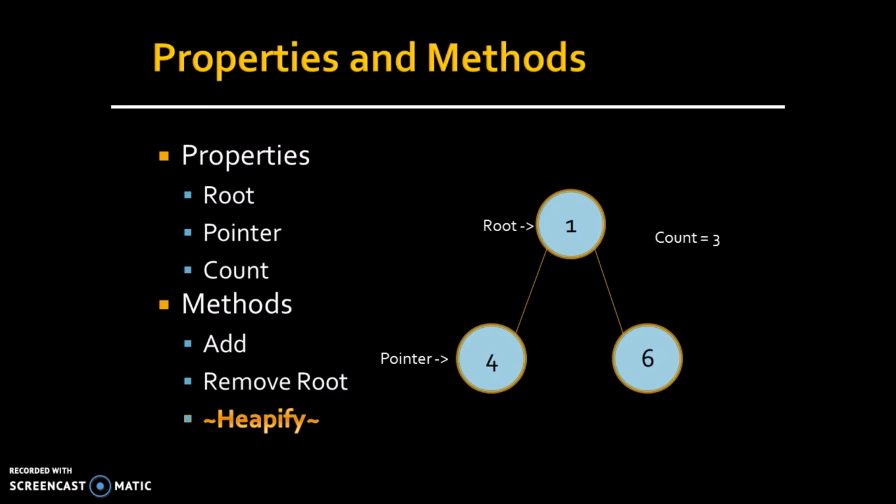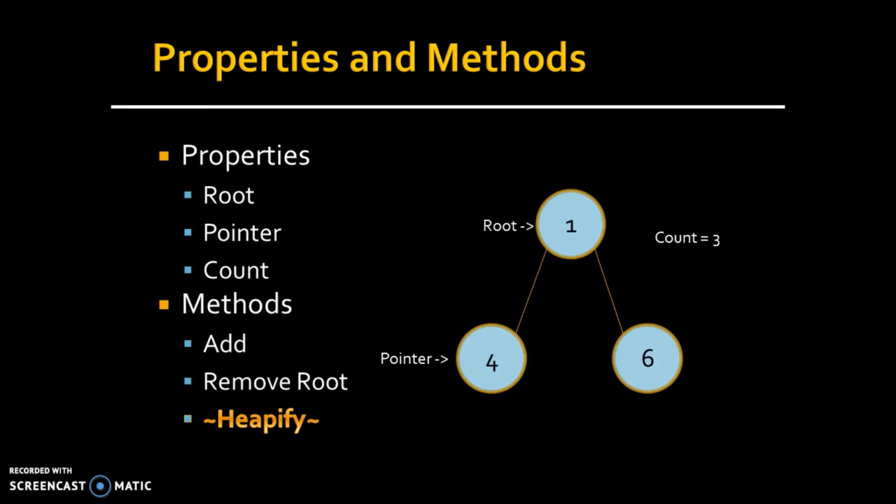The properties of a heap are the root, the pointer, and the count. The root points to the very first element in the heap. It is the minimum of the heap, and it is basically the whole reason why we have a heap is to hold this minimum value.